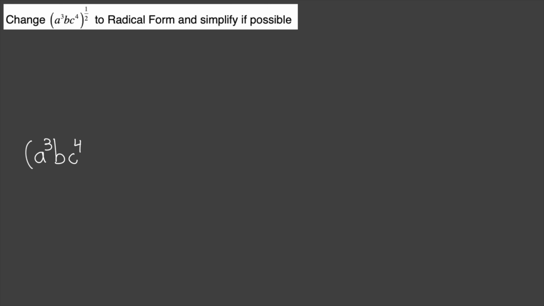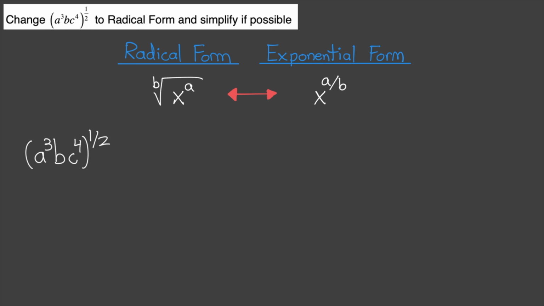This question says, change the quantity a cubed b c to the fourth, all raised to the 1/2, to radical form and simplify if possible. So let's go ahead and write out our original expression here. So we have a to the third, b, c to the fourth, to the 1/2. So how do we write this here in radical form? So let's look at how to do that.